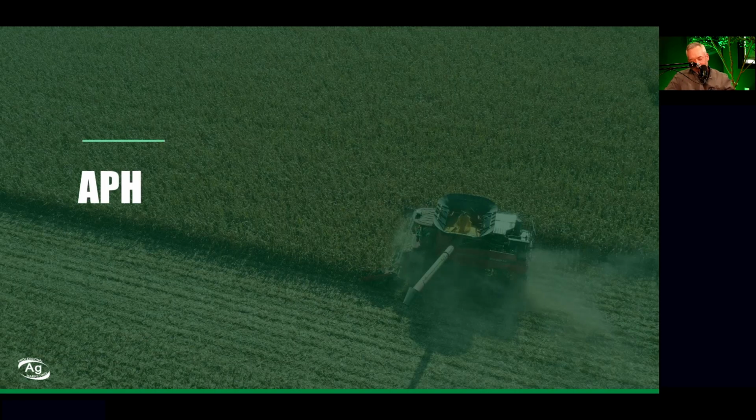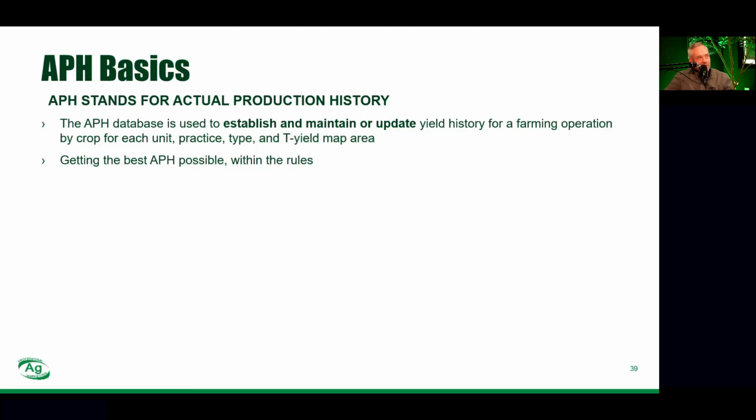All right, last topic for the day is APH. APH is a very important topic because we have to establish APH on every piece of ground we farm. We want that APH to be as high as possible because that's where our coverage level is going to be based on. It's what our premium is rated off of. It's very important to our operation.